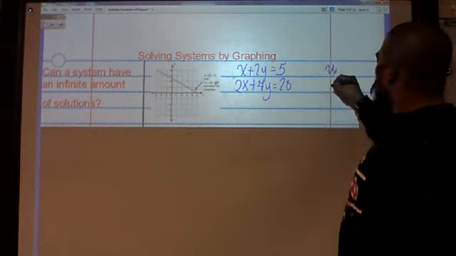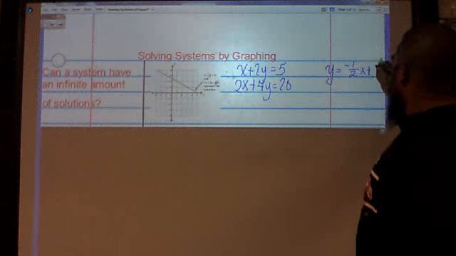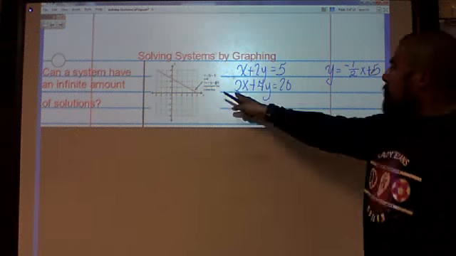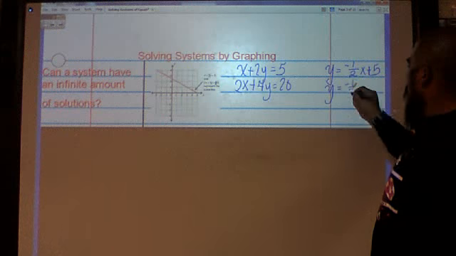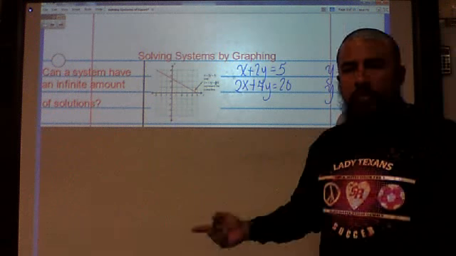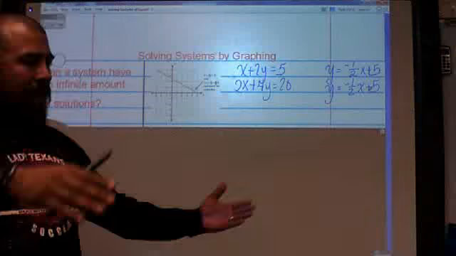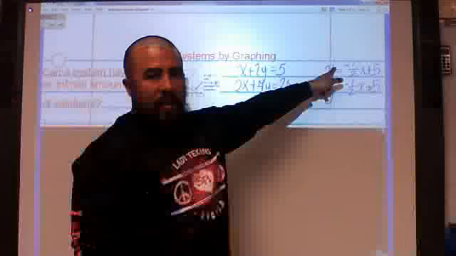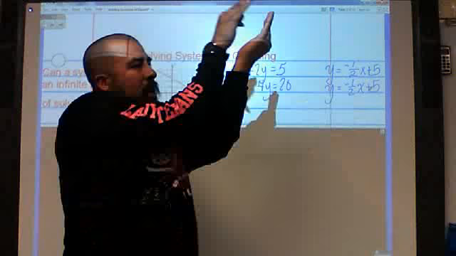This one will be y equals negative 1/2 x plus 5 because I subtract x from both sides, divide by 2. Here I subtract 2x, divide by 4, and I still get negative 1/2 x plus 5. And guess what? When I solve for y, these are the same lines. So they're right on top of each other because they're the same exact line. If I graph this one, it's the same as graphing the bottom one. So they're on top of each other.